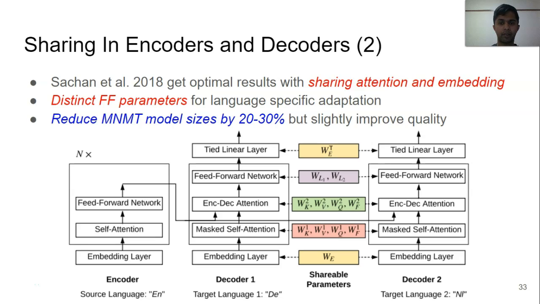On the decoder side, there are a number of components that can be shared, such as the embedding layer, the attention layers, and the feed-forward layers, and finally the linear layer before the softmax. They empirically determined that having shared attention and embedding components but distinct feed-forward components is optimal for the best possible translation quality. In particular, having distinct feed-forward parameters helps in language-specific adaptation. Their model is 20 to 30% smaller than a minimally shared model, and it furthermore improves the translation quality slightly.